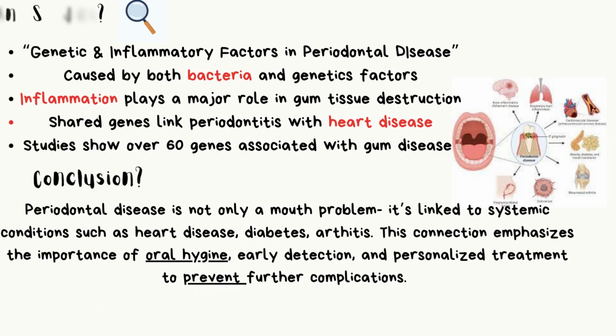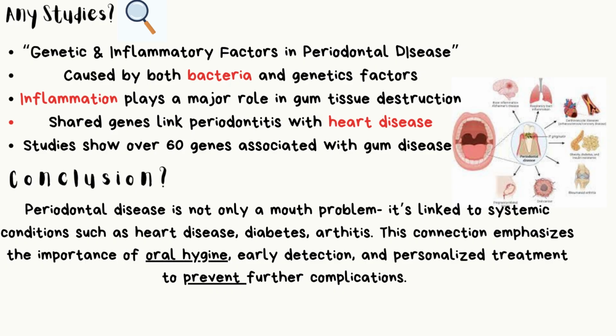Any studies? Genetic and inflammatory factors in periodontal disease show that it's caused by both bacteria and genetic factors. Inflammation plays a major role in gum tissue destruction. Shared genes link periodontitis with heart disease. Studies show over 60 genes associated with gum disease. Conclusion: periodontal disease is not only a mouth problem, it's linked to systemic conditions such as heart disease, diabetes, and arthritis. This connection emphasizes the importance of oral hygiene, early detection, and personalized treatment to prevent further complications.